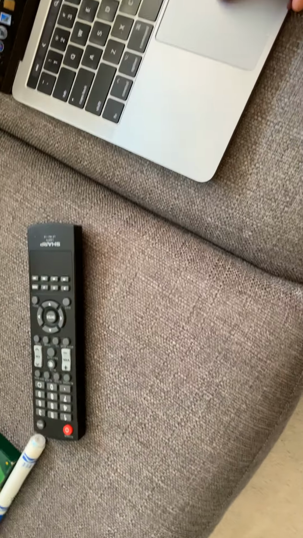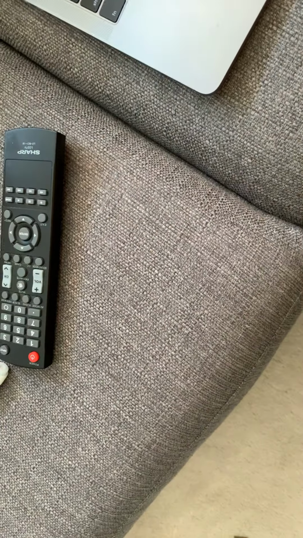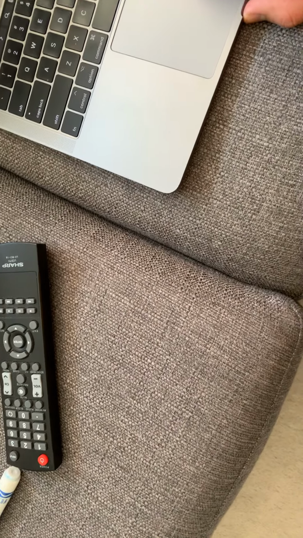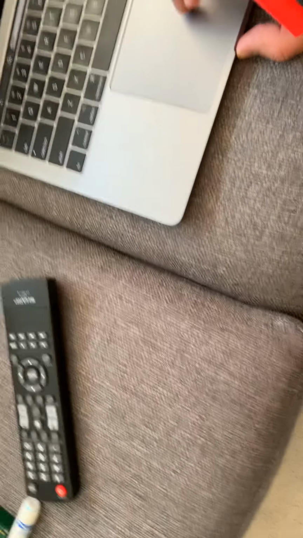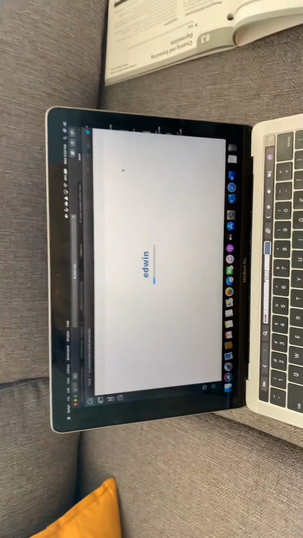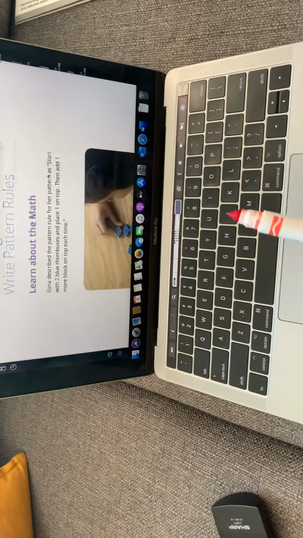All right, let's keep going. And I have been logged out of Edwin. All right, that is great. Let's try this again. Yeah, logged out of Edwin. Okay. Let's go.